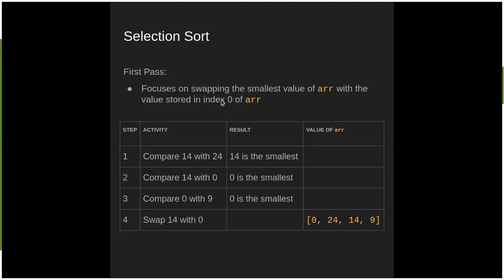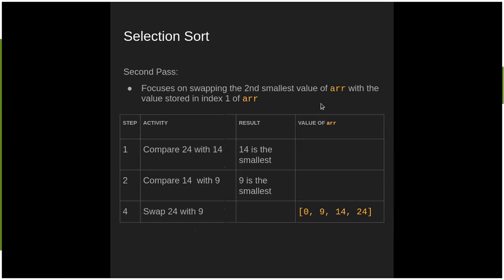So in selection sort, we first begin by swapping the smallest value of the list with the value stored in index 0. So we begin by comparing 14 to 24, and 14 is smaller. So we can say for now 14 is the smallest. Then we compare 14 with 0, and since 0 is less than 14, 0 is now the smallest. And then we compare 0 with 9, and since 0 is less than 9, 0 is still the smallest. So therefore we swap 14 with 0 to get the list 0, 24, 14, and 9.